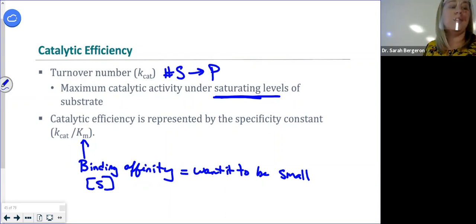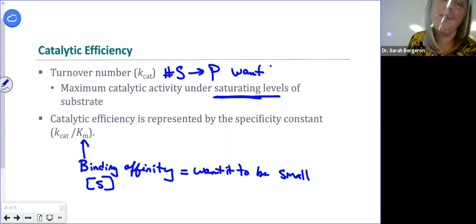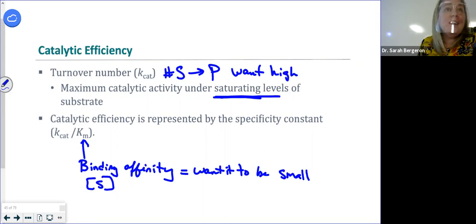So do we want the turnover number to be high or low? We want it to be high. We want this to be high. For the perfect enzyme, we want a really high turnover number, and we want a really low Michaelis-Menten constant.